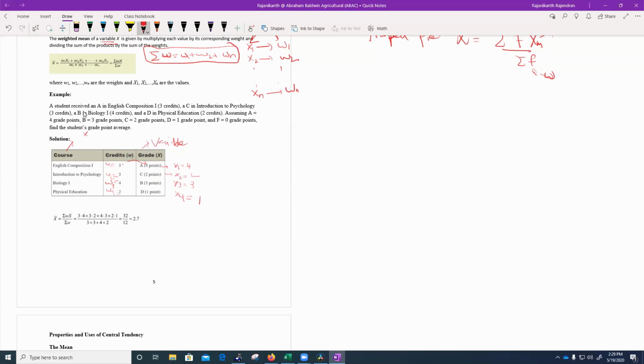Simply you are multiplying 4 times 3 plus 3 times 2 plus 4 times 3 plus 2 times 1, divided by the summation of W. When you add all these W's, this is my summation W. Simply add these values. The total is going to be the summation of my weightage, which is 3 plus 3 is 6, 10, 12, right? That is my summation W, or sigma W. So use the formula and you will find the GPA Shioki got is 2.7 overall. Okay, this is the way to calculate GPA.